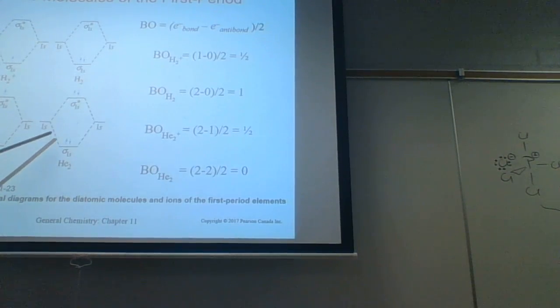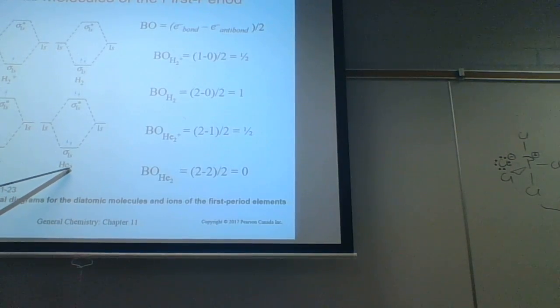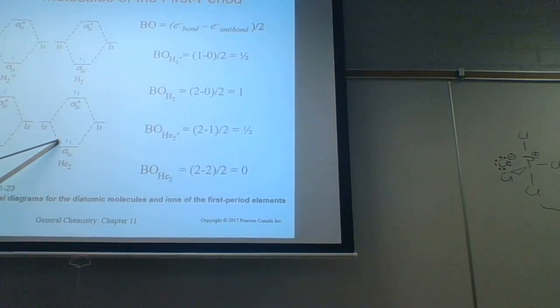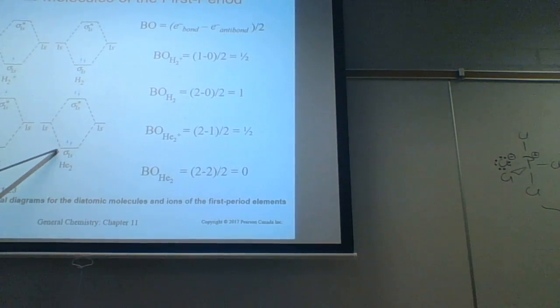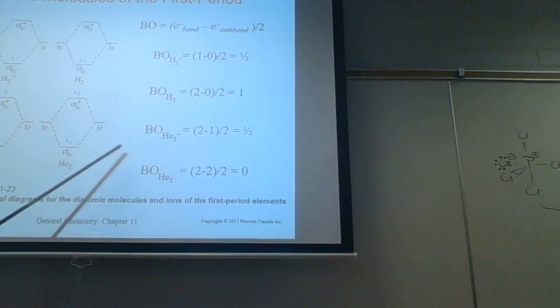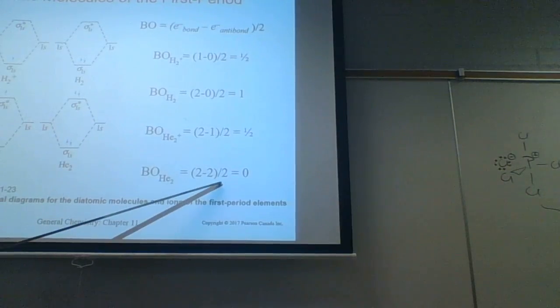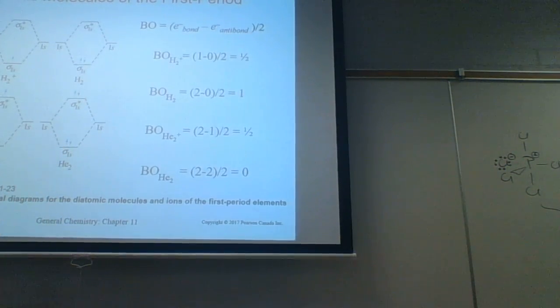Now, if we go to He2, each helium has 2 valence electrons, so we have 2 of them, so it gives us a total of 4 valence electrons for He2. We have 2 of those in the bonding, 2 of those in the anti-bonding. So the bond order for He2 is shown here. 2 electrons in the bonding minus 2 electrons in the anti-bonding gives us a bond order of 0. So the anti-bonding electrons cancel out the bonding electrons here.